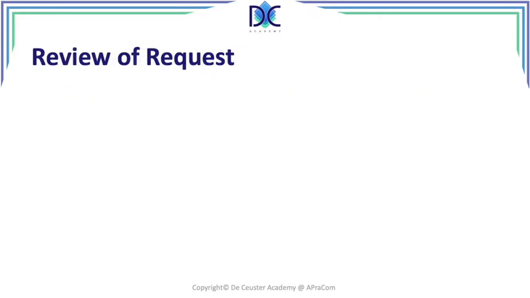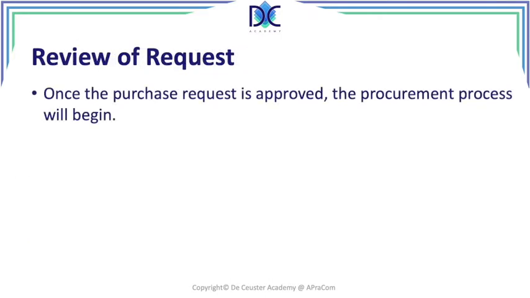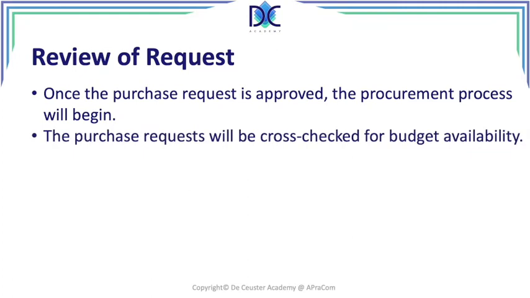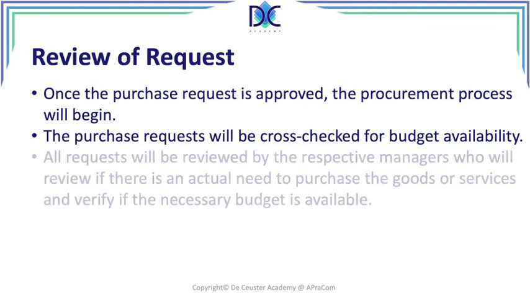Of course, there is a review of the request. We have to, let's say, review that request, and it has to be approved. And once the request has been approved, the actual procurement can start. Now, we will have to cross-check for budget availability. Do we still have budget to buy these things? Is it possible? Yes, no. I had cases where the budget was not available and we had to wait till the new budget was available for the next month or the next 3 months.